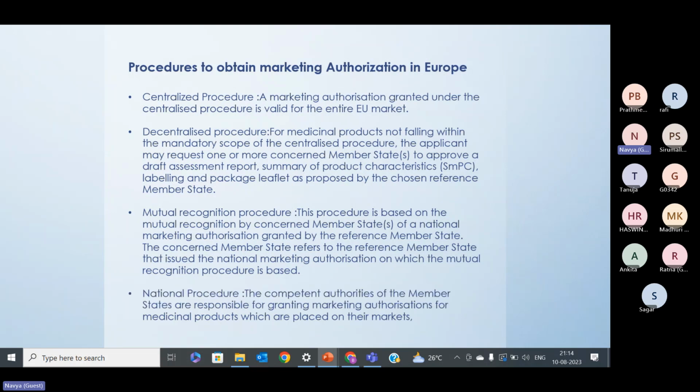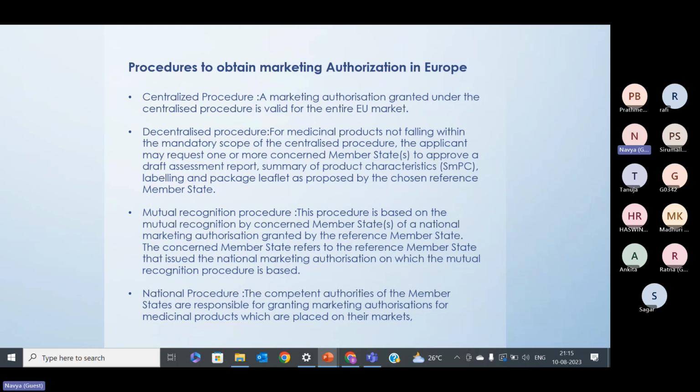Okay. National authorization means we are able to market our product only in Portugal, not in any other country of Europe. It is different from the centralized procedure, where you can register your product anywhere, but in the national procedure you just have a grant to sell your product only in one particular country. Now, this national procedure can be converted to a mutual recognition procedure.